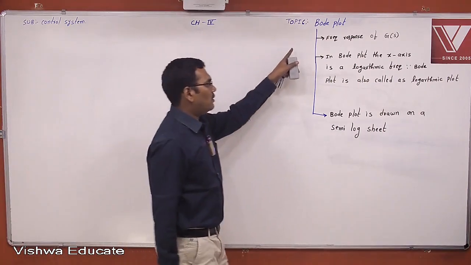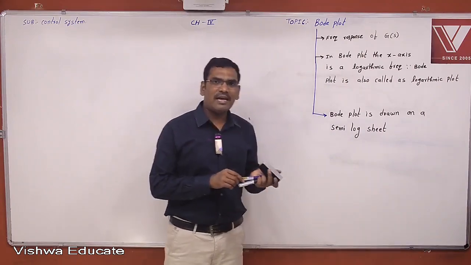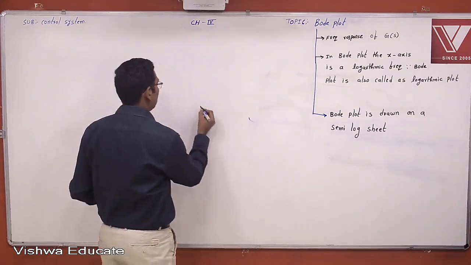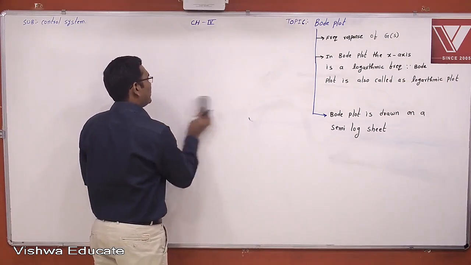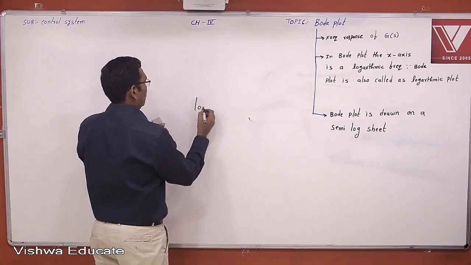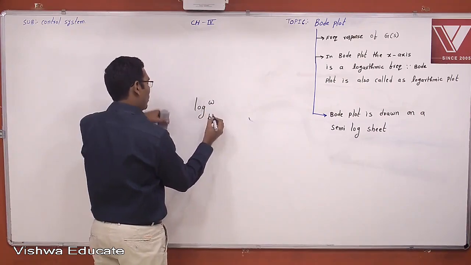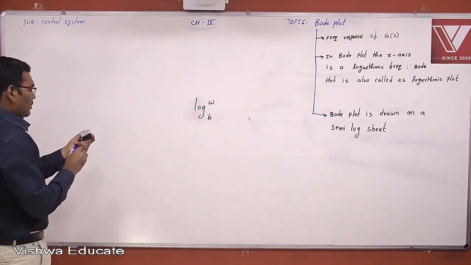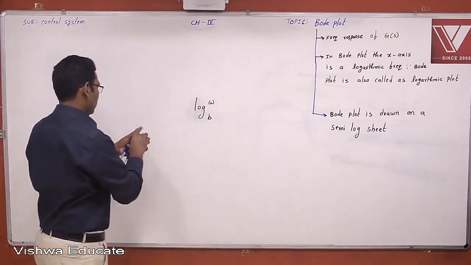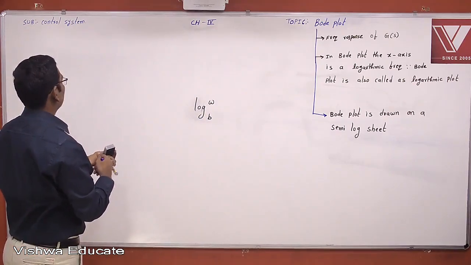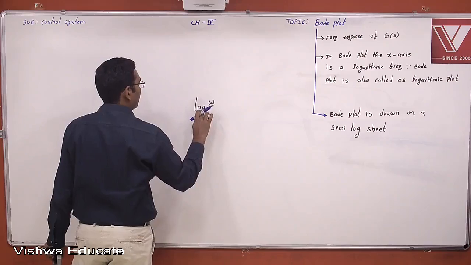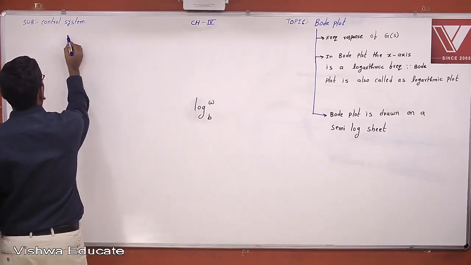So this is the introduction of this Bode plot. Now the students are having some doubt: what is the logarithmic frequency? Logarithmic frequency means, what about the base? Now this is the logarithmic frequency. Now the base. Now see here, these are the frequencies.